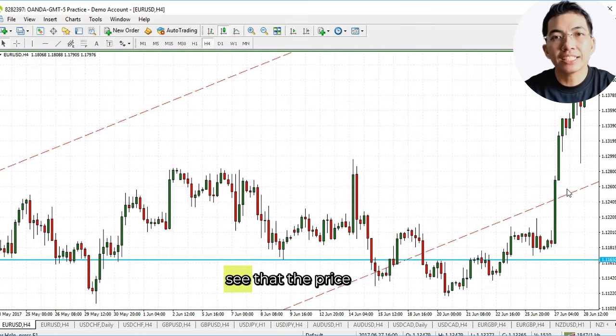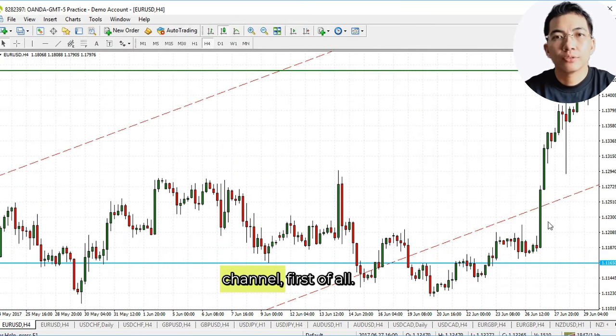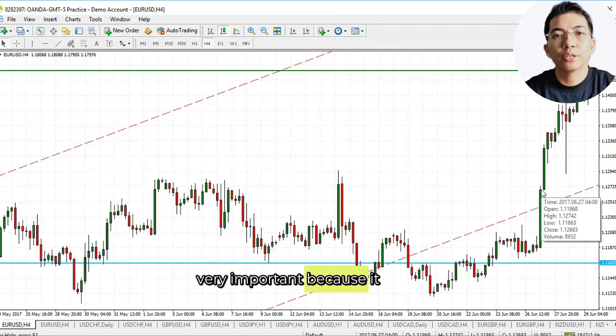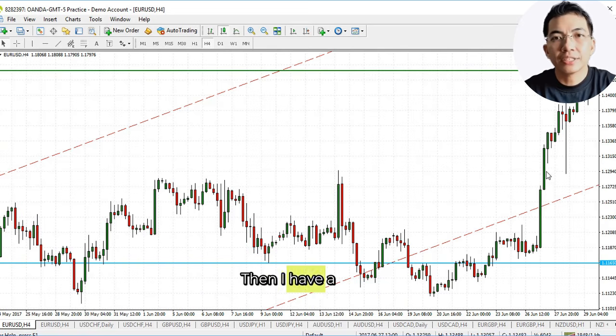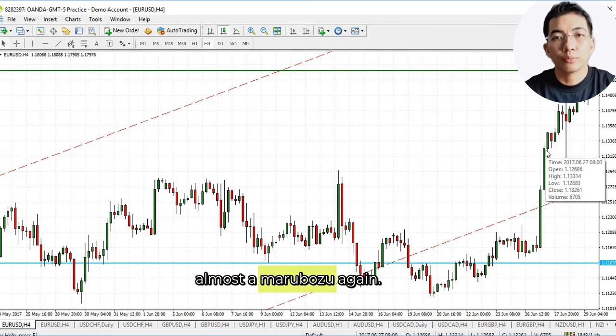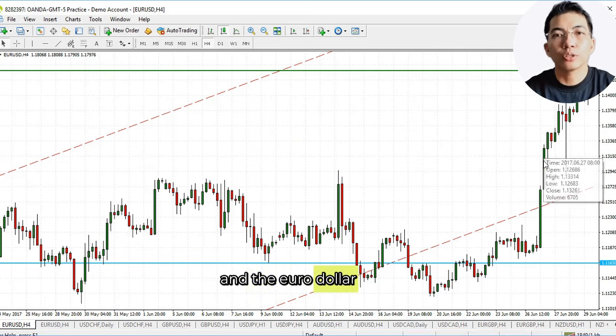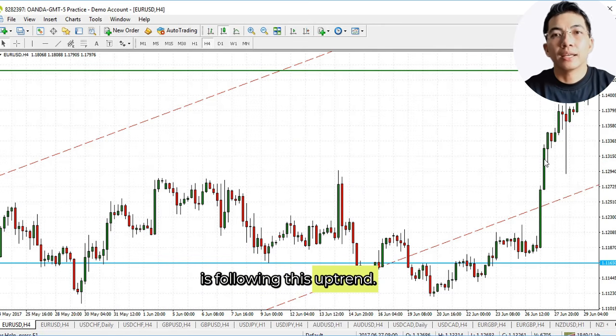Going on, I can see that the price goes back to the channel, first of all. There's this first candle that is almost a Marubozu, and it is very important because it pushes the price back to the channel. Then I have a second candle that is almost a Marubozu again. So after these two candles, I'm very confident that my analysis of the market was correct, and the euro-dollar is following this uptrend. Then from here, everything becomes easy.